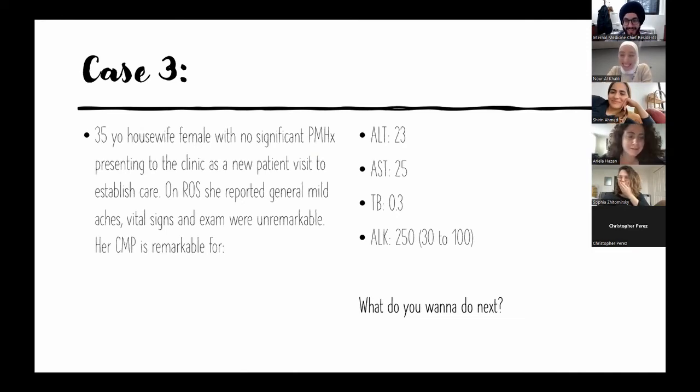Okay, so a 35-year-old housewife with no significant past medical history presents to the clinic as a new patient visit to establish care. On review of symptoms, she reported general mild aches. Vital signs and exam were unremarkable. Her CMP is remarkable for ALT 23, AST 25, bilirubin 0.3, and alk phos of 250. So her alk phos is elevated to 250, and the rest of her physical exam was normal, right?